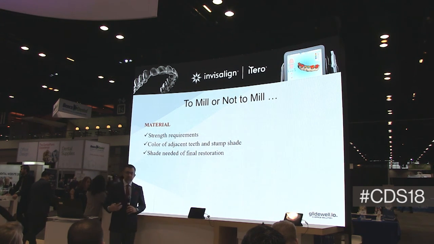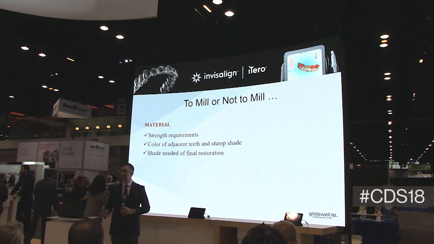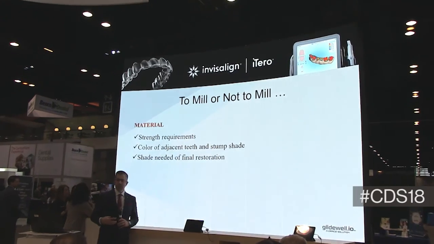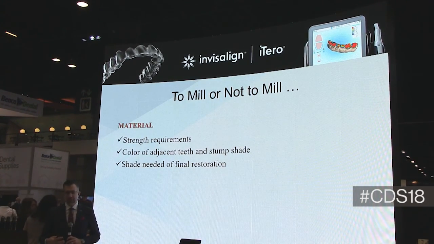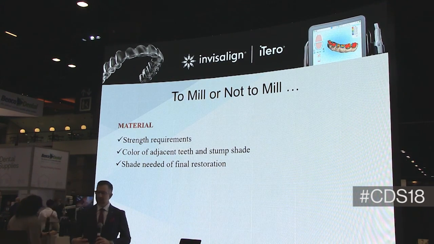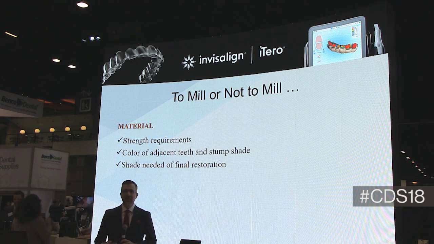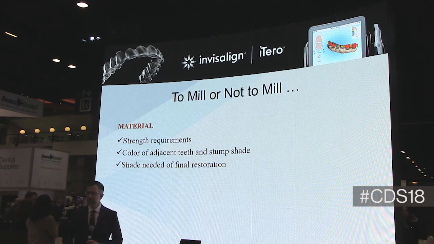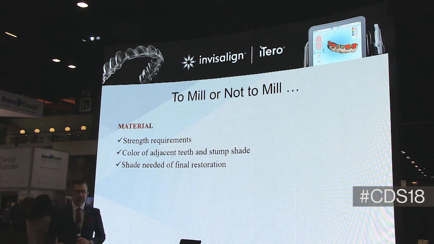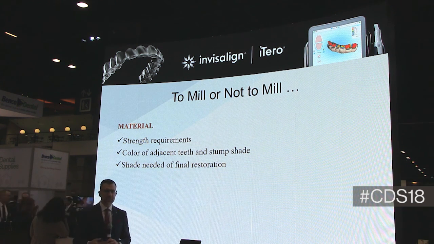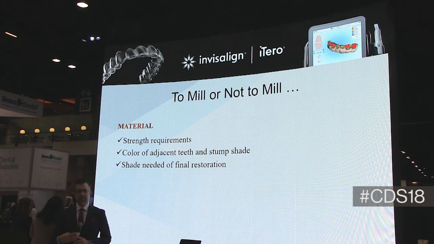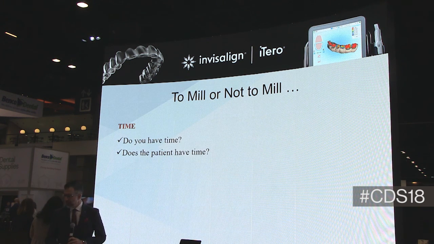Material. We have several materials to choose from, and we'll break those down in a few minutes as well. But you also want to make sure that you have the correct strength requirements, color requirements, and the shade needed of the particular material that you choose to fit in that particular location of the mouth. If you don't have the shade, then I wouldn't suggest that you choose a shade that's close enough. You want to pick a shade that's going to fit in appropriately in that location.